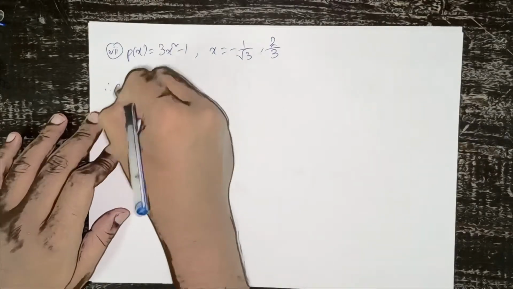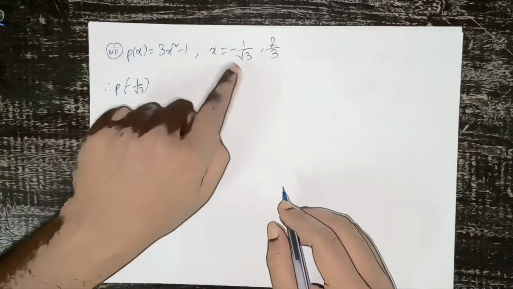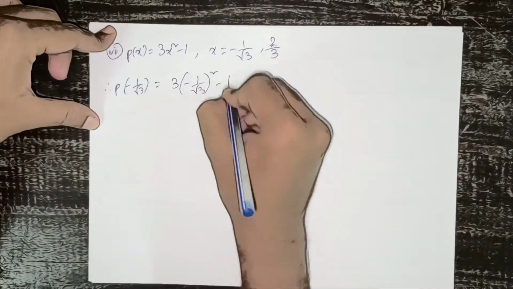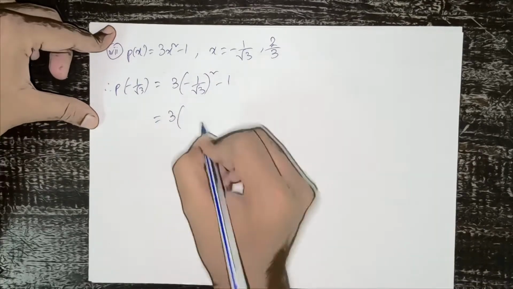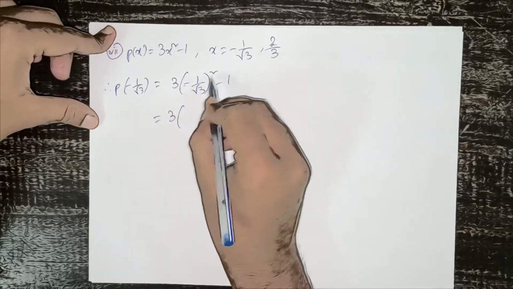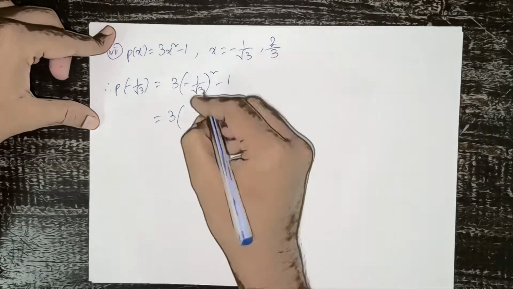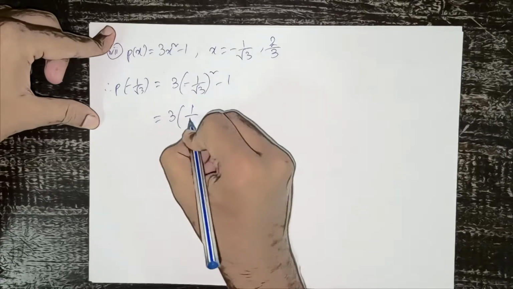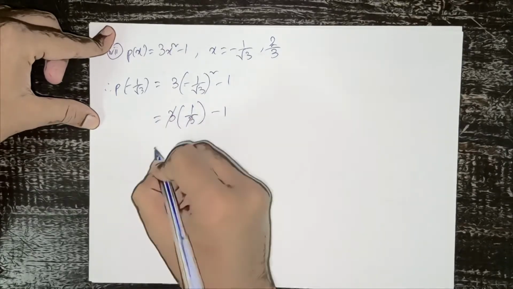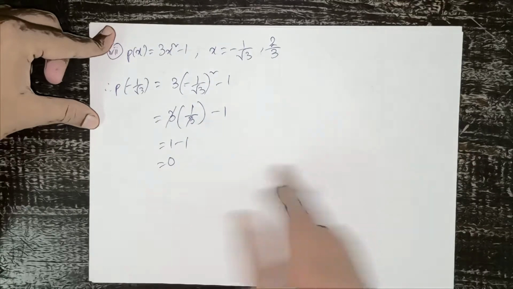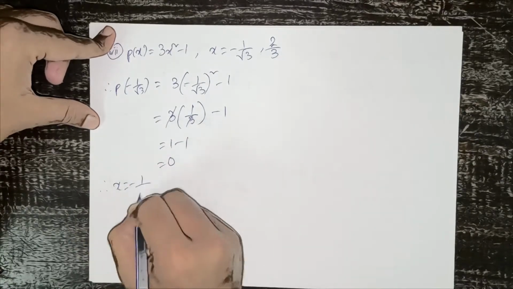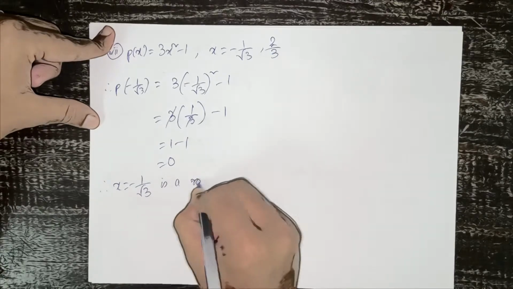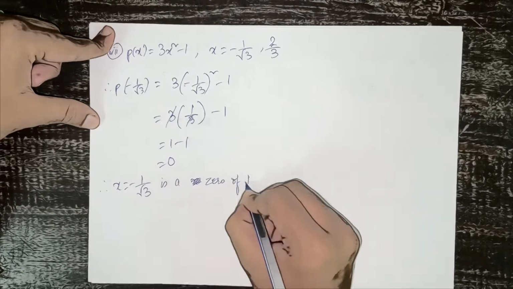Therefore p of minus 1 by root 3. What do we get? 3 into minus 1 by root 3 whole square minus 1. The square of a negative is always positive. 1 will stay 1 and root 3 becomes root 3 square, and root 3 square is 3. So it is 3 minus 1. So 3 will cancel, you get 1 minus 1 equal to 0. Therefore x equal to minus 1 by root 3, as the answer is 0, is a 0 of the polynomial.